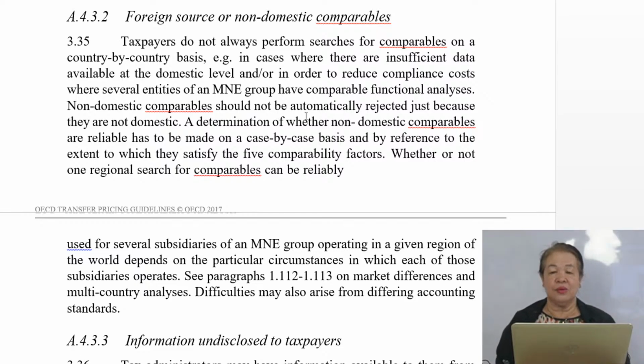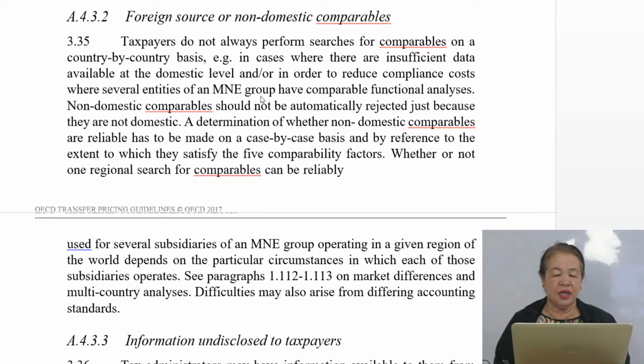And what are those comparability factors that I discussed to you a while ago? They are the nature and characteristics of goods or services, whether tangible or intangible; the functions, assets, and risks; the contractual terms; the economic conditions; and the business strategies. So these 5 comparability factors are very important. That's why when you study transfer pricing, you have to memorize those 5 comparability factors.